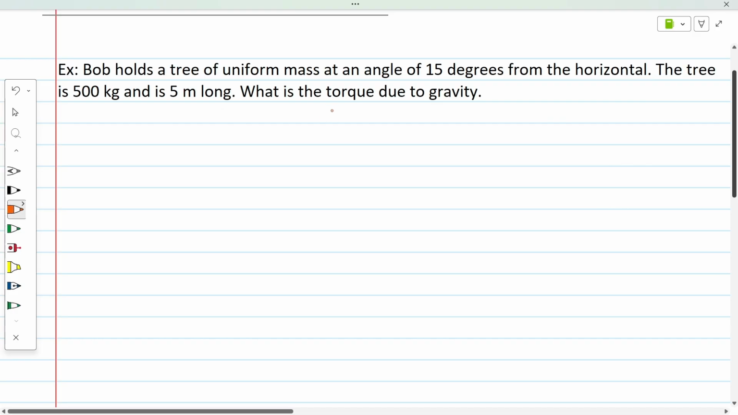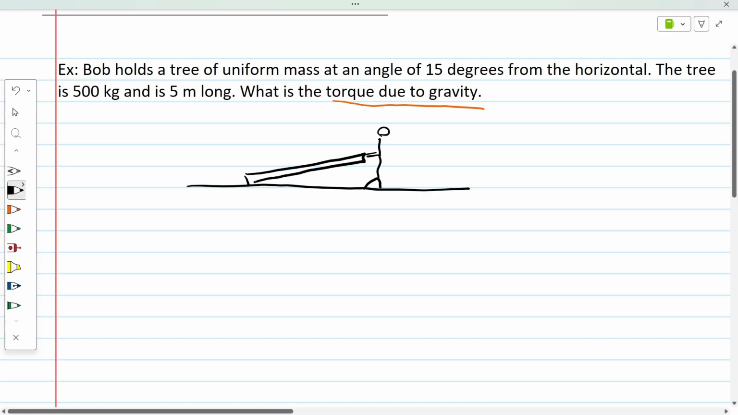So we're only trying to find one torque here, and it's the torque that's applying the tree due to gravity. Okay, so let's first draw a little picture. Let's say we have Bob right here, holding a tree. We'll say this is like the ground, and he's holding this tree like this.